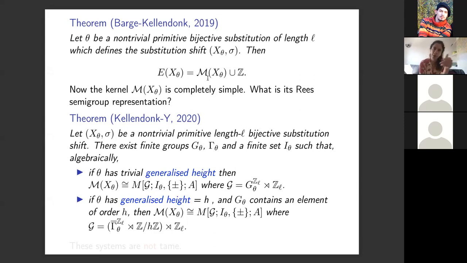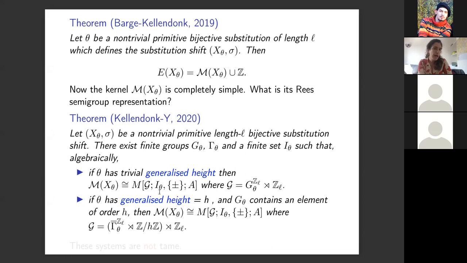So we define a notion called generalized height, okay? And if you don't know what it is, actually you won't know what it is until we define it, but if you don't know what classical height is, as defined by Dekking, don't worry about it. But most substitutions have trivial generalized height, and then we describe their kernel as the following matrix semigroup.